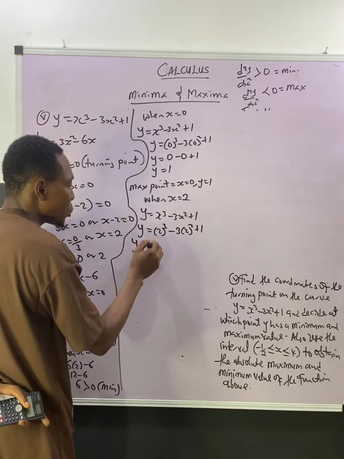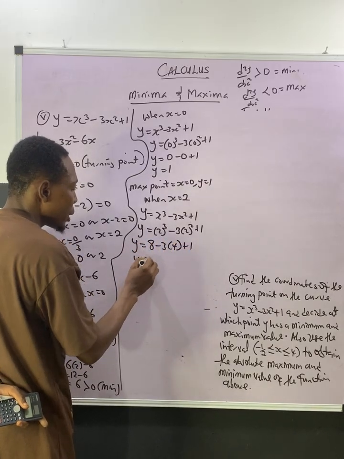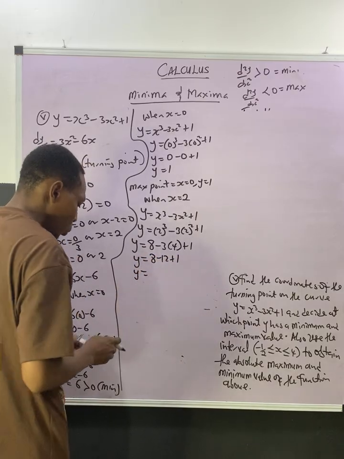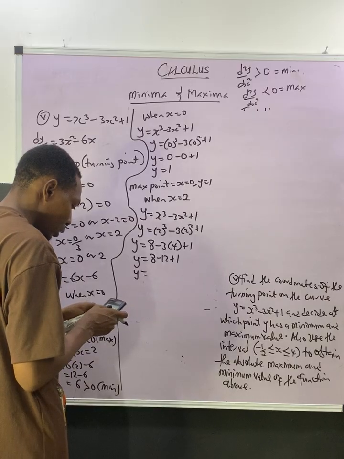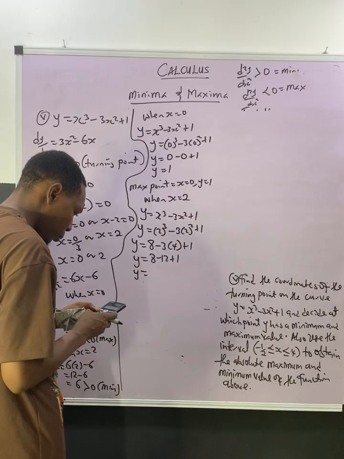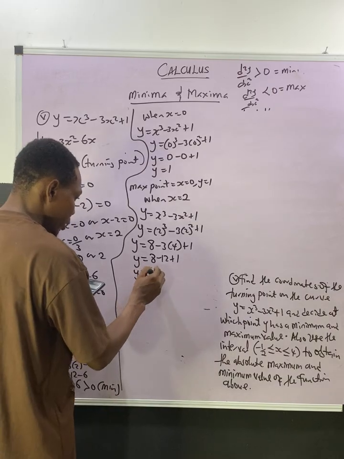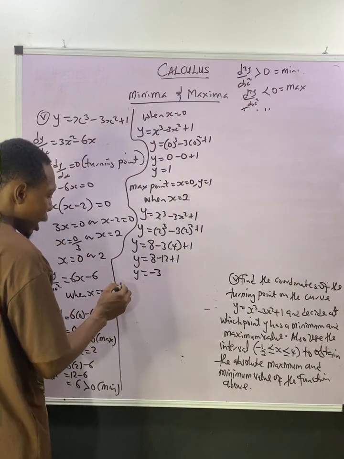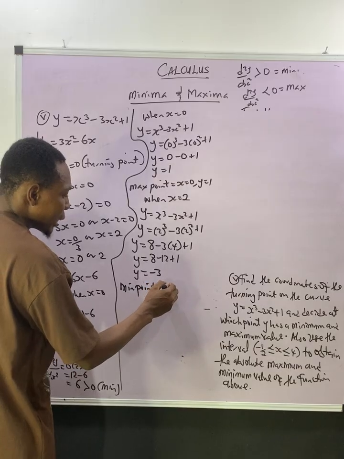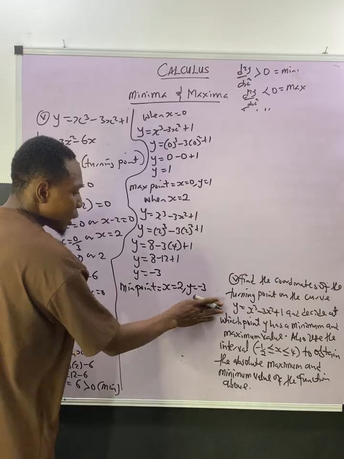Y will be equals to 2 raised to power 3 is 8, minus 3 bracket 4, then plus 1. Y will be equals to 8 minus 12 plus 1. So we have minus 3. It simply means that our minimum point is that when x was equals to 2, y was equals to minus 3. So that's number 1.